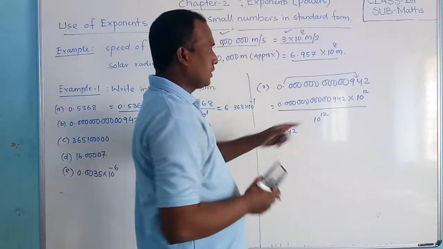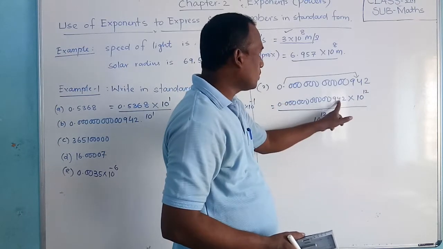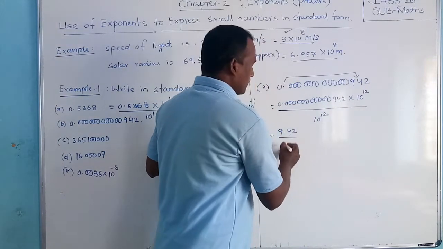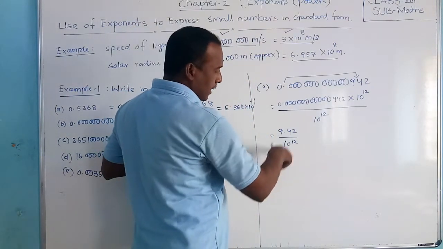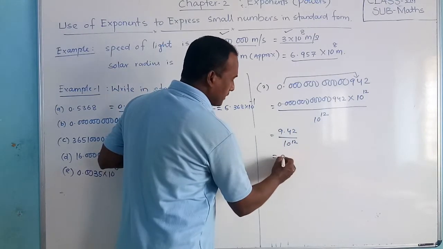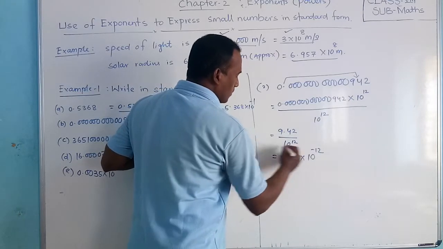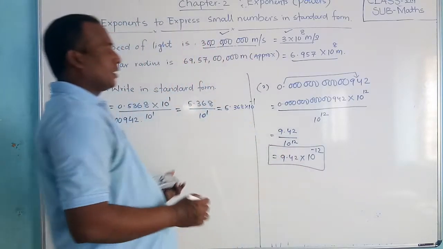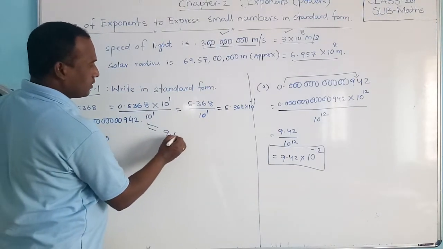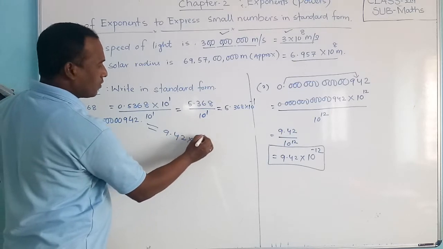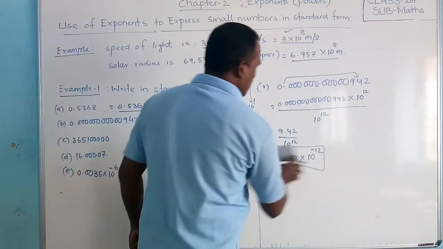9.42. Because whenever 12 places, if you multiply by 10 power 12, then this decimal will come to here. So by 10 power 12 is equal to... Okay, so here the division is there, so it is positive. If you write like this, 9.42 into this will go up, then 10 power minus 12. This is our standard form. Are you clear? So this you can write, students: 9.42 into 10 power minus 12. Are you clear? So same like it. I will explain one more example.